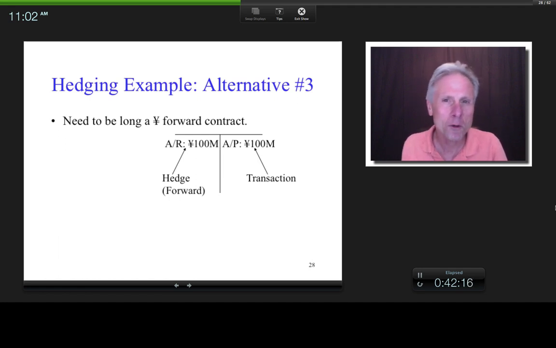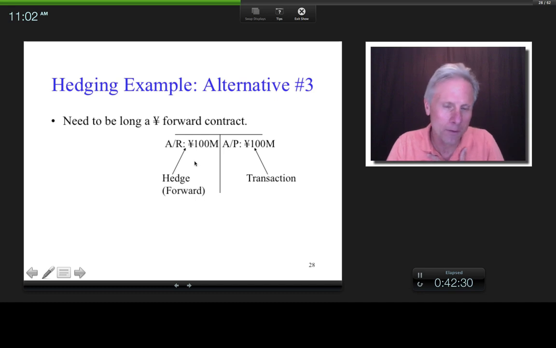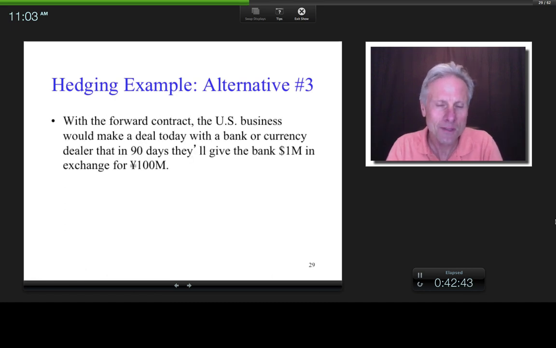But in any case, with a forward contract, basically, say I'm a US businessman and I go to a bank and I say, hey, I want to make a deal today about an exchange in the future. So in other words, if I were the business person, I'd go to a bank and say, I want to make a deal today such that in 90 days, I'll agree to pay you a certain number of dollars and you'll owe me 100 million yen. Okay. So that's the forward contract. And specifically, what exchange rate would I use? I'd use the forward rate, right? Which was $0.01 per yen.